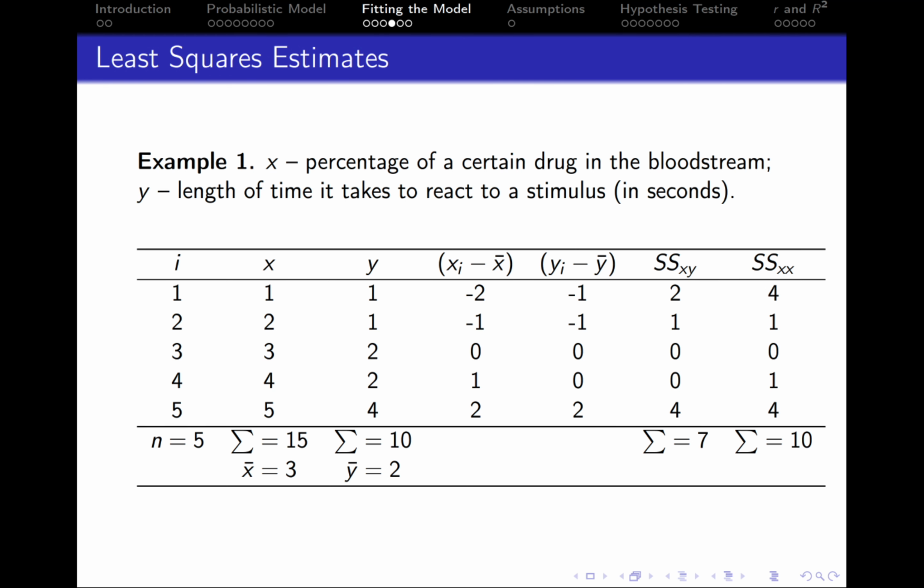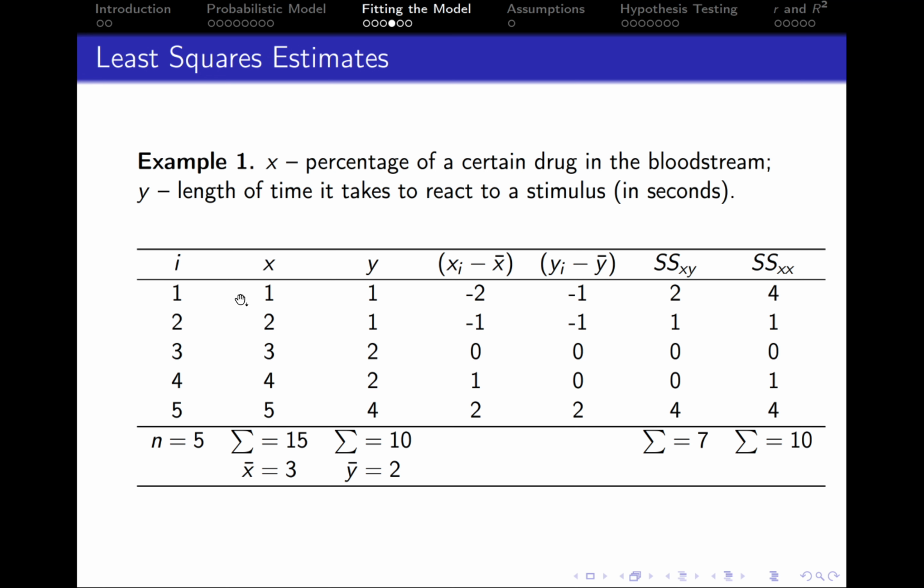So let's go back to the example that we've used before. The example of the length of time it takes to react to a stimulus given some percentage of a certain drug in the bloodstream. So let's assume that we have 5 observations, from 1, 2, 3, 4, 5. So in total we have 5 observations.